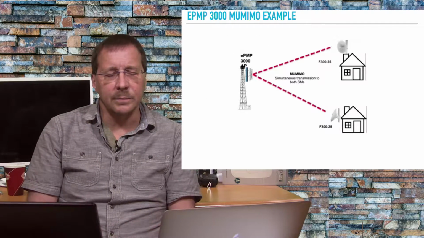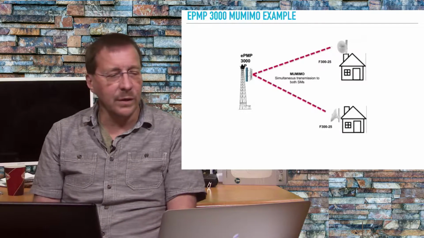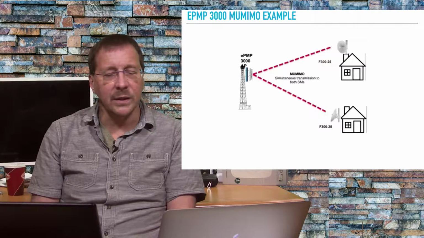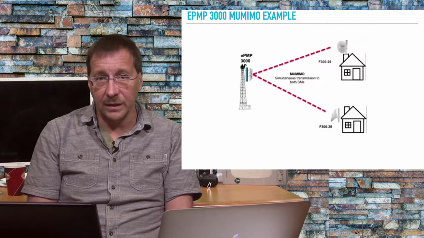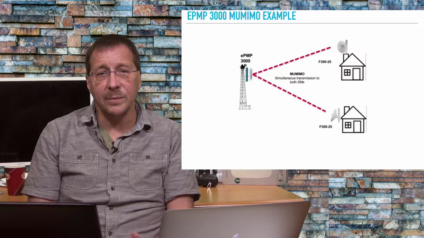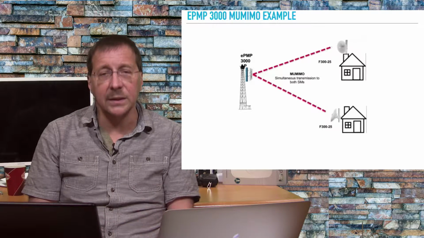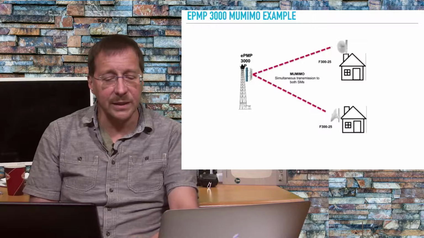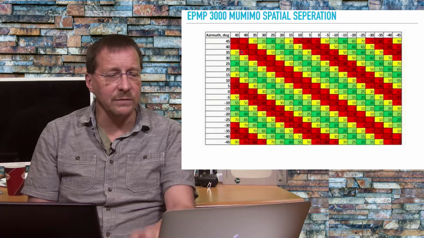So this is what it kind of looks like. You've got an AP up on a tower, you've got a couple of SMs, you've got enough data, and you've got that spatial separation, and therefore the AP can simultaneously send data to both of those SMs. So what does spatial diversity mean?